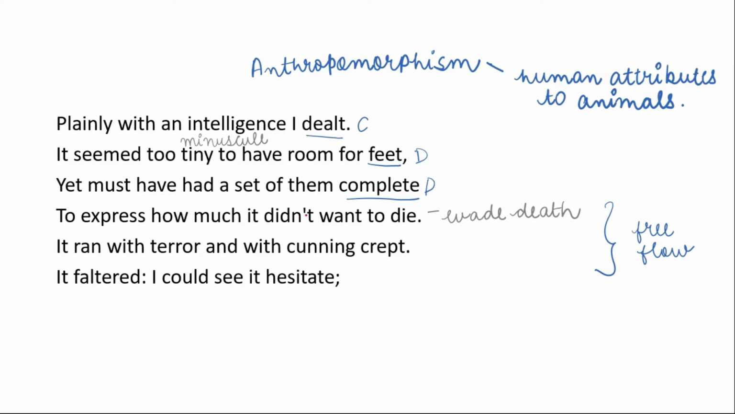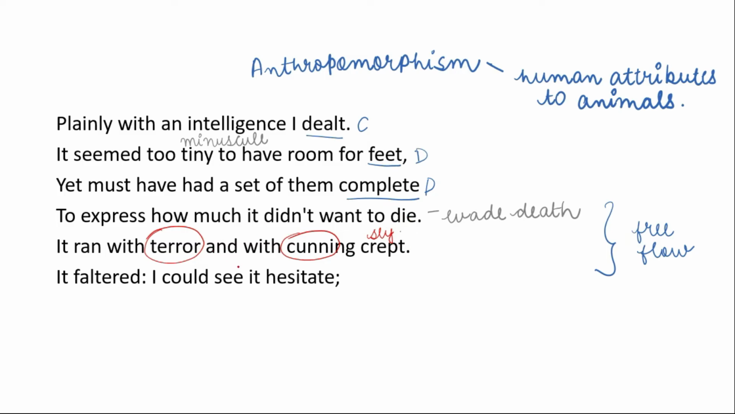To express how much it did not want to die, it ran with terror and with cunning crept. Okay, so from this line, free flow is starting. Free flow means no rhyming scheme is followed. So the poet is saying that in order to evade death, it ran with terror. So it ran with fear, and also it was very cunning. Cunning is sly. So it ran with terror and with cunning crept.